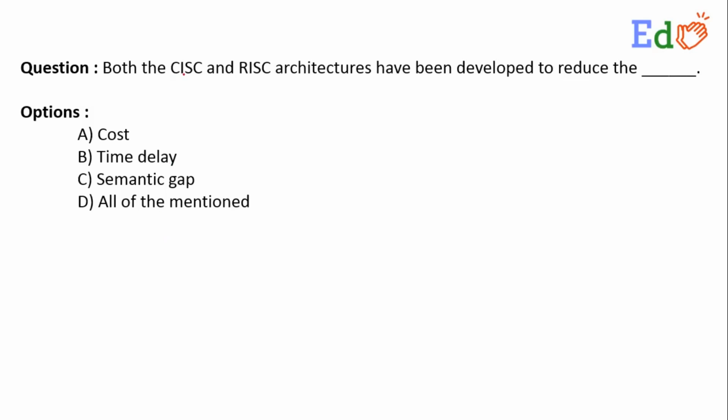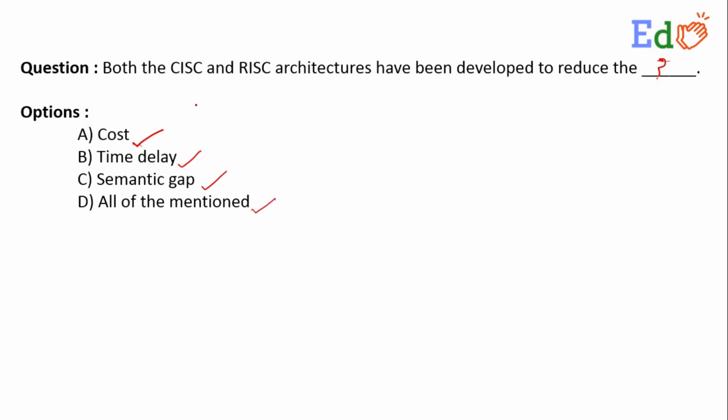Here we have a question. Both the CISC and RISC architecture have been developed to reduce dash. So options are A) cost, B) time delay, C) semantic gap, and D) all of the mentioned.